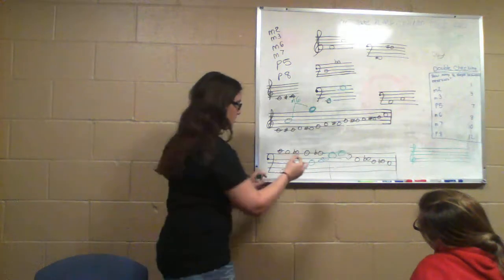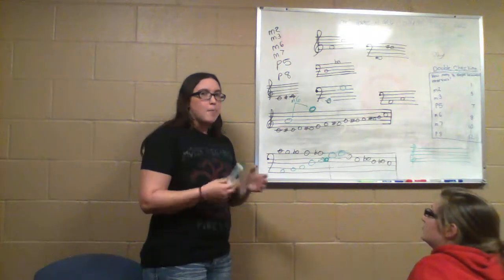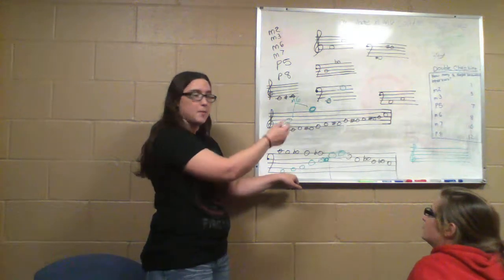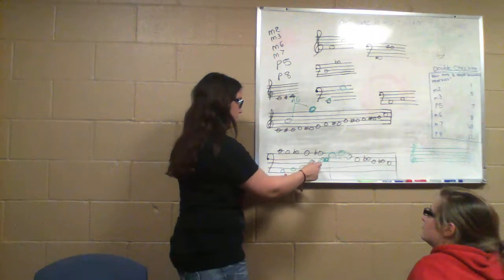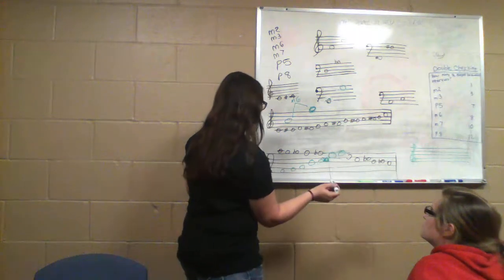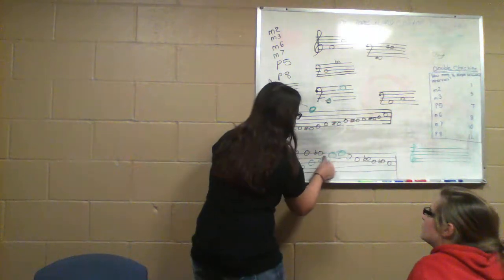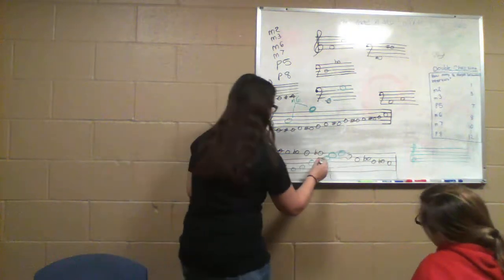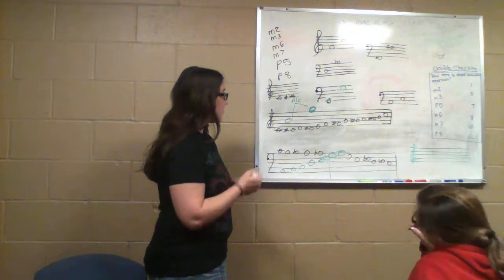if you have an A minor scale and you have to find a minor 6th up from an A, all you have to do is go 2, 3, 4, 5, 6, and that is an F. Yeah. All right.